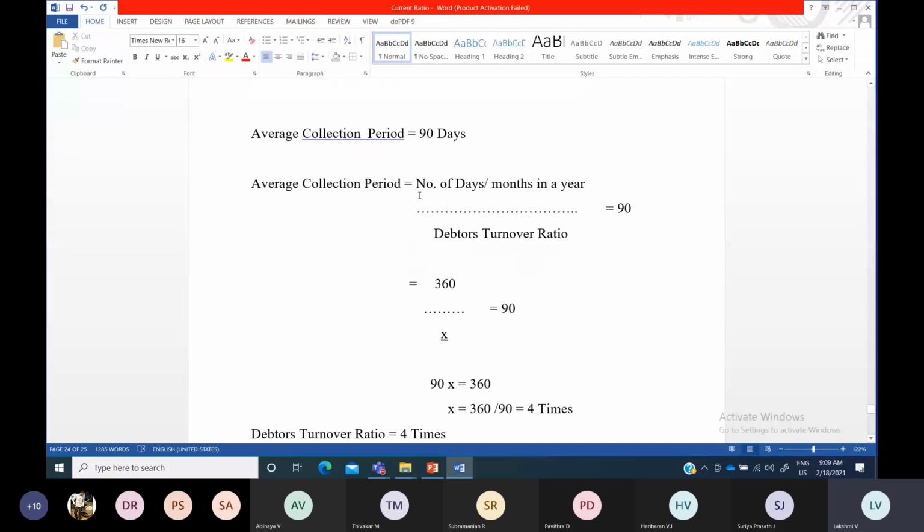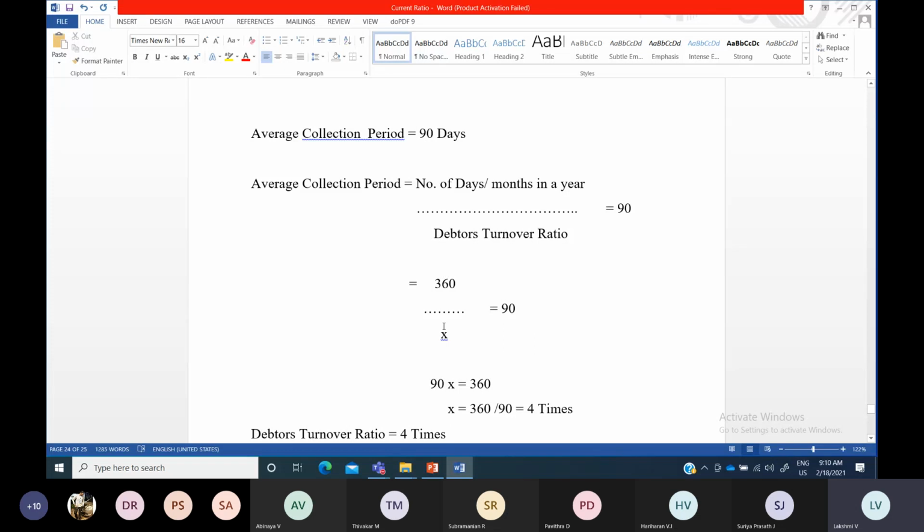So average collection period, they have given us 90 days. So what is the formula if I take? It is number of days or months in a year divided by debtors turnover ratio. This is my actual formula, and they have given as 90. Now I know that number of days, if they give you as months, you have to take 12. If they give you in days, as in the question, you have to take it as in days. So in order to avoid decimal points and variations, I have taken a round figure: instead of 365 days, I have taken 360 days. Okay, and number of days is 360.